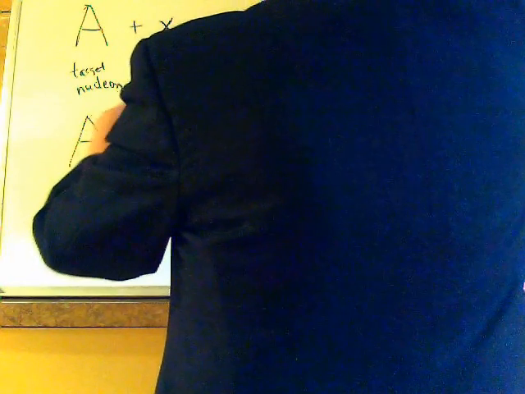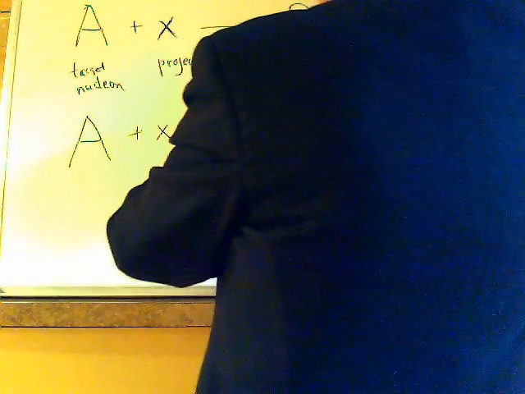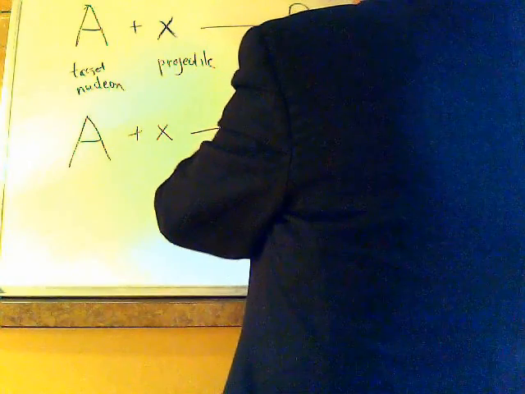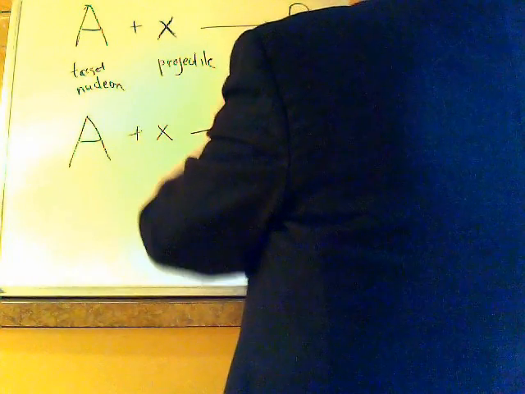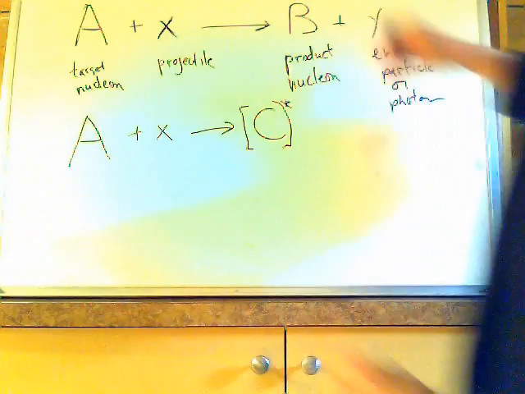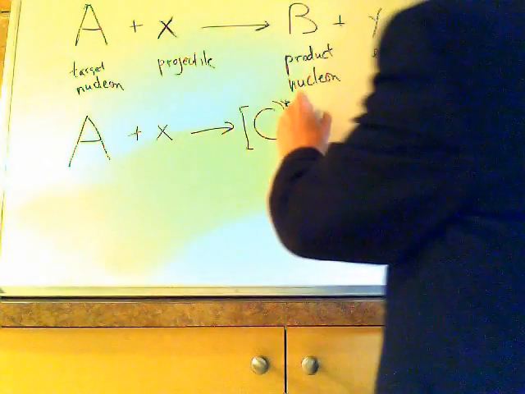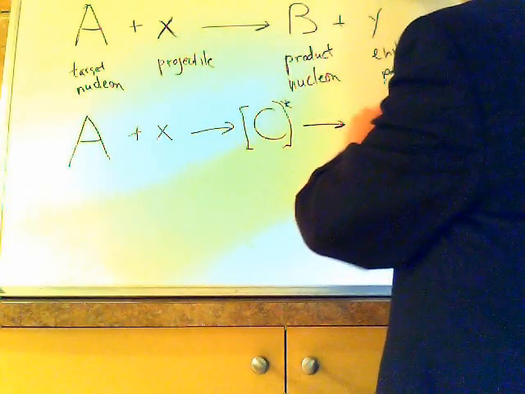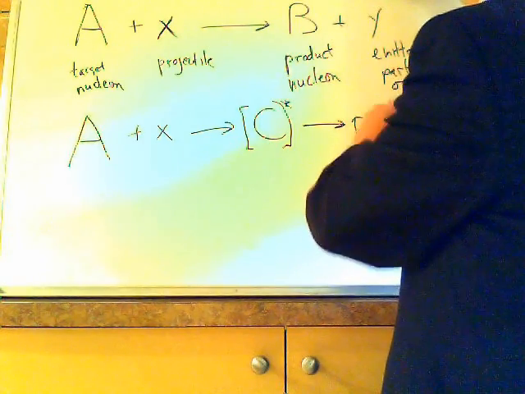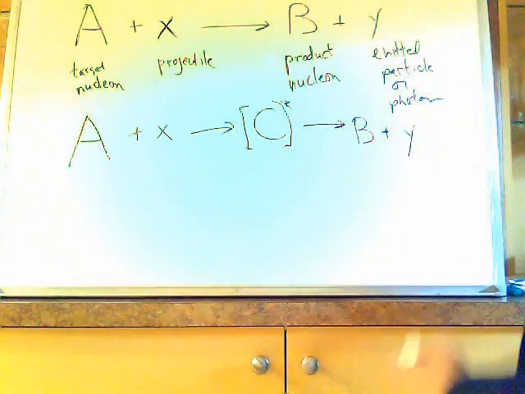Now, there's also the possibility, and this happens not infrequently, that sometimes there'll actually be an intermediate, what we call compound nucleus, that's formed, and it'll be in an excited state. So we can actually have something that looks like this. C is our compound nucleus, and then C is just going to decay to B plus Y.